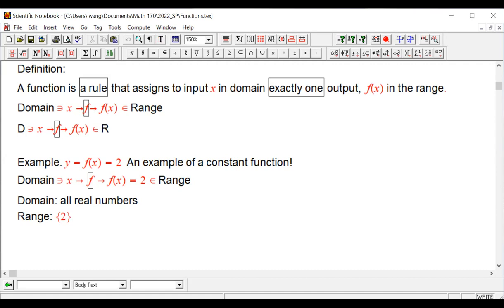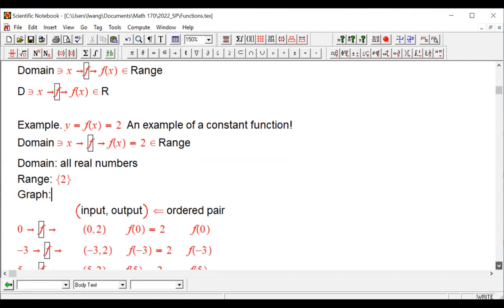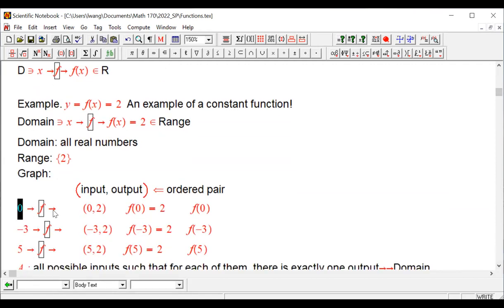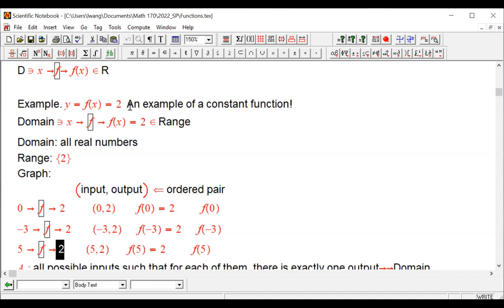So let's look at the graph. As the rule dictated, no matter what input you give me, 0, the output is going to be 2. You give me -3, the output is going to be 2. The input is 5, the output is 2. And if I put input, comma, output together as an ordered pair, I get points.